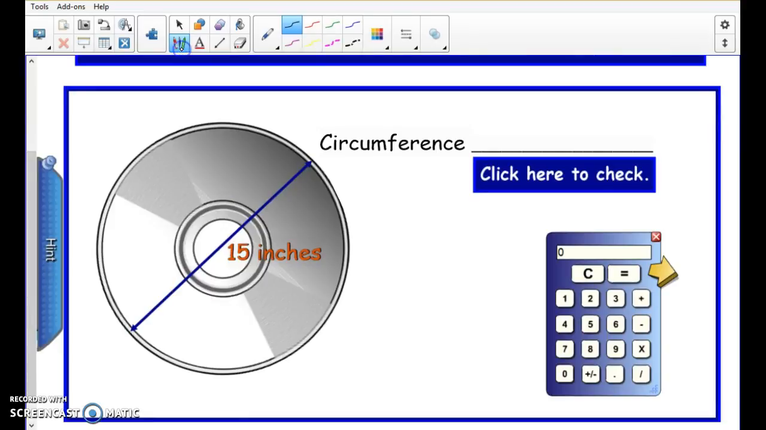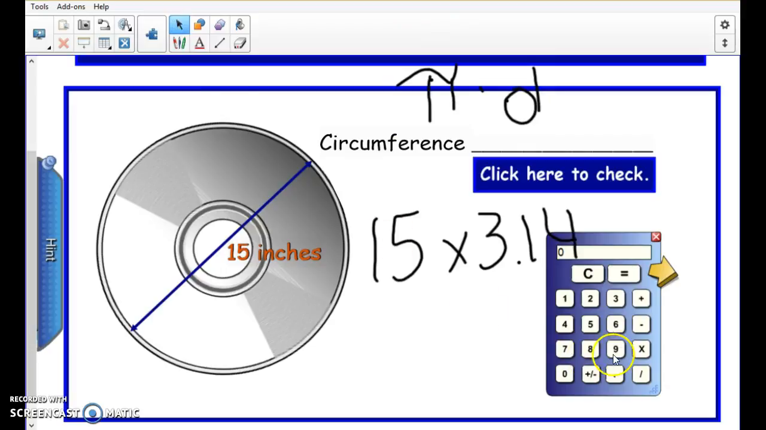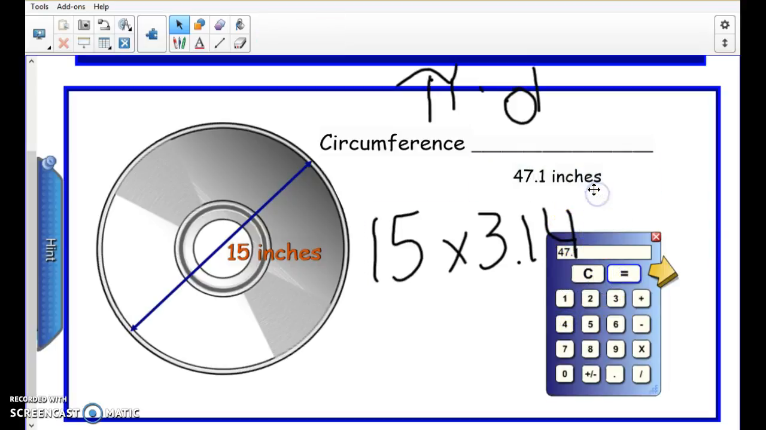Alright, so for this one, for finding the circumference of the CD, it tells me that the diameter is 15 inches, so I'm just going to use that formula, pi times d. Since I know the diameter is 15 inches, times pi, which I'm just going to use 3.14, I can figure out 15 times 3.14. I'll type it in the calculator so everyone can see that I'm doing it. That gives us our answer of about 47.1. There it is, 47.1 inches.